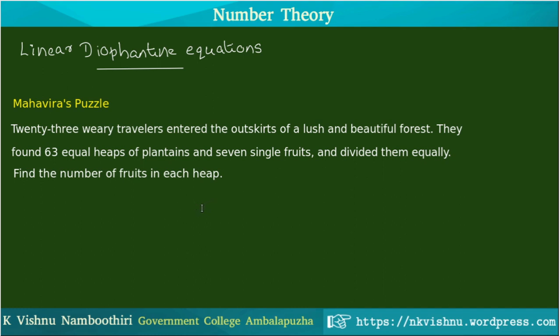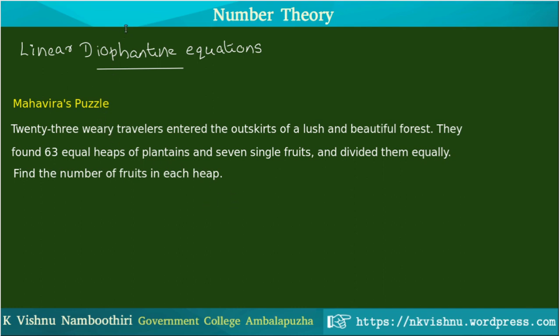So in this question there are three numbers given to us. One is 23, next is 63 and the other is 7. Using these we have to find how many fruits are there in each heap. This is equivalent to assuming that there are 63 baskets in which an equal number of fruits are kept, 23 people are there, and 7 single fruits are kept outside the baskets. So altogether there are 63 times the number of fruits in each basket, plus 7, and that is going to be distributed to 23 persons. We need to identify the number which we multiply with 63. This is the question that we have.